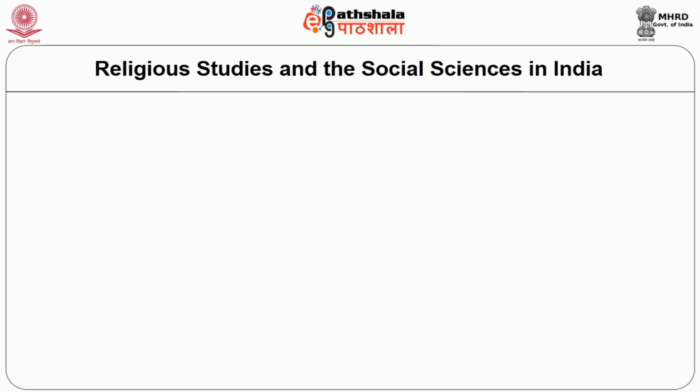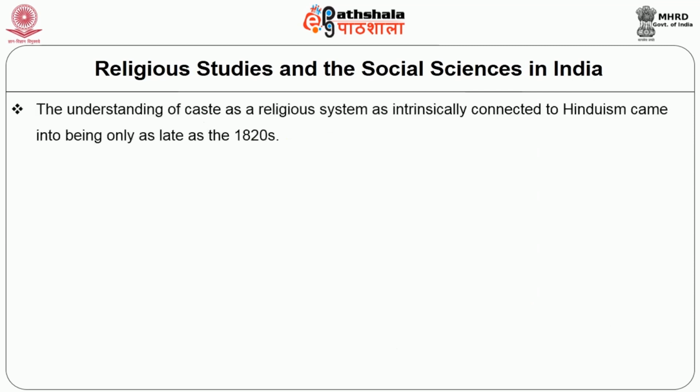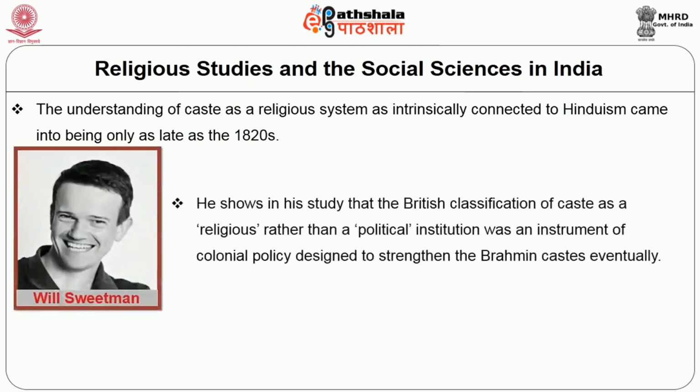As well, in the context of the caste system in India, the separation between religion and politics became unmanageable, which indicates the separation between religion and social science as unreasonable. The understanding of caste as a religious system intrinsically connected to Hinduism came into being only as late as the 1820s. Will Sweetman shows in his study that the British classification of caste as a religious rather than a political institution was an instrument of colonial policy designed to strengthen the Brahmin caste eventually.